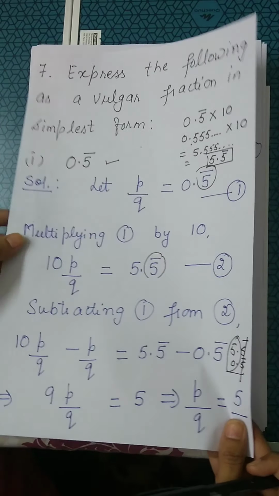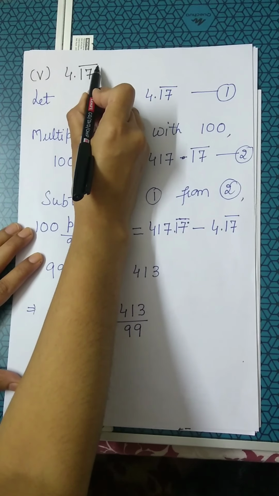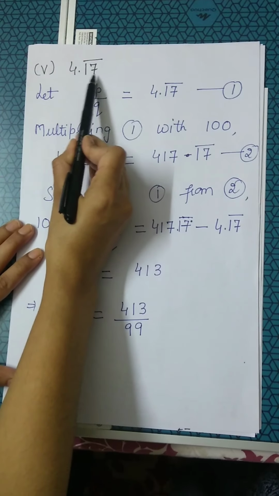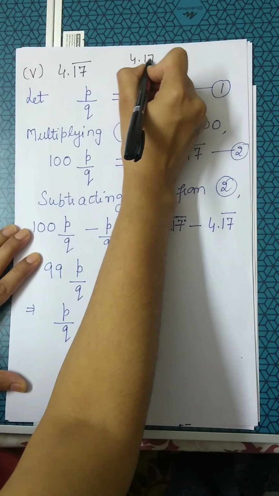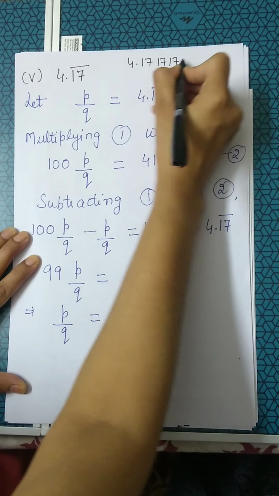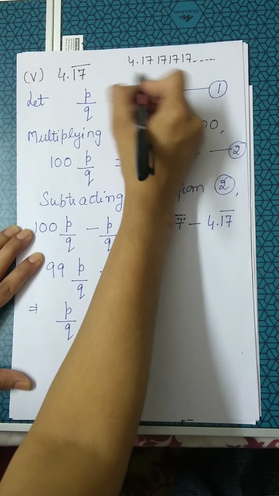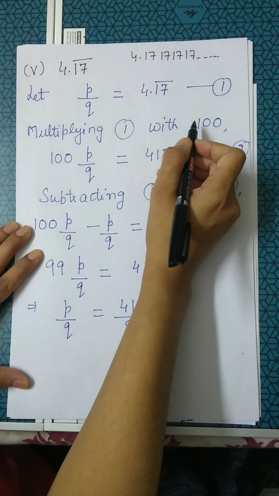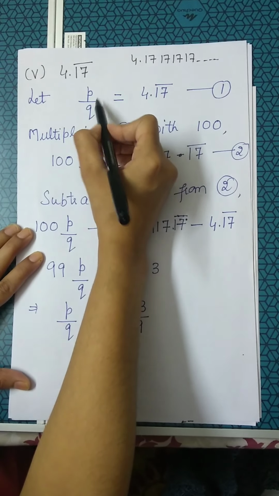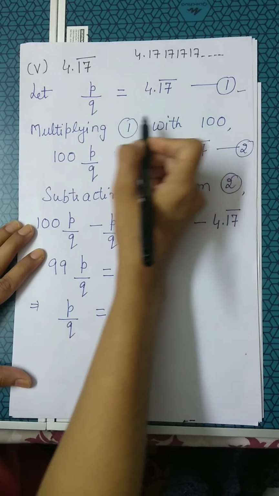Let's take a few more examples here. Now I'm taking 4.17 whole bar. The digits which are recurring are 1 and 7. That means the number will be like this: 1 7 1 7 1 7 1 7, and so on. So instead of writing this again and again, we put a bar here. Again I have to convert it into a vulgar fraction. I will let P over Q equal 4.17 whole bar and name this equation number 1.